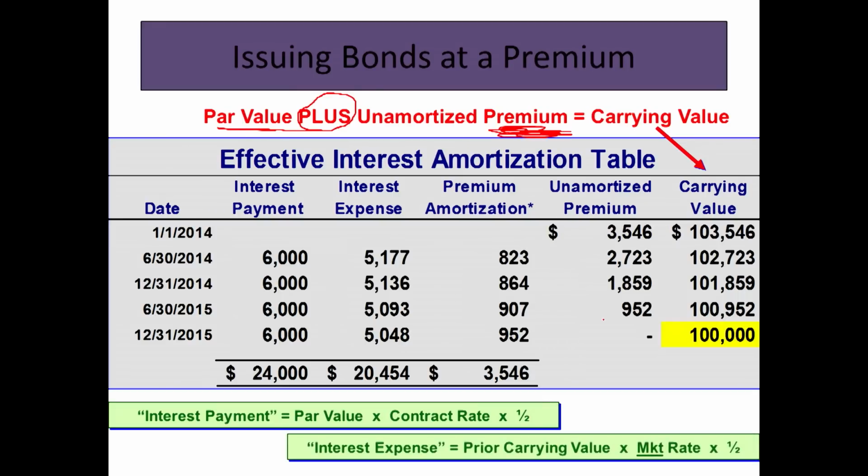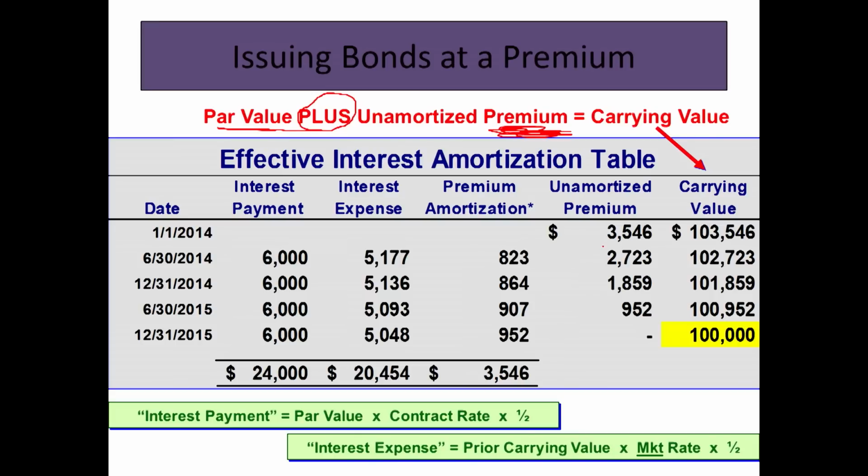Interest payment is par value times the contract rate times 1/2. Interest expense is the prior carrying value times the market rate times 1/2. So this interest expense, 5,177, is 103,546 times the market rate. What was the market rate on this? 10%? 10%. Times 1/2. Okay?